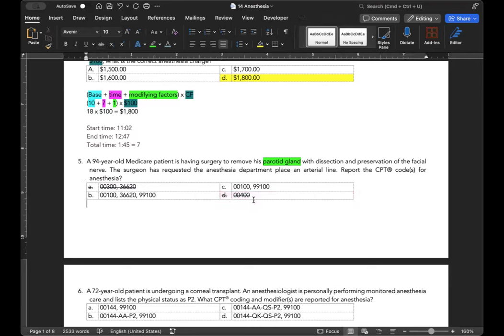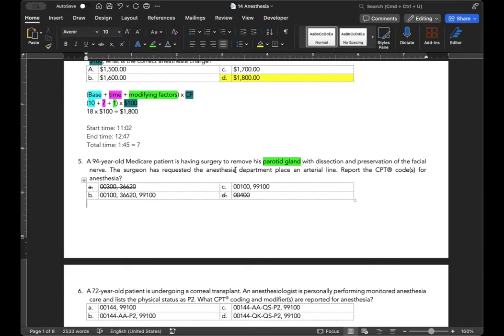Okay. So then we need to decide. We know that the 99100 is in both. So we don't have to look at that one from a process of elimination standpoint. We need to look at 36620 and decide if we should report 36620 as well as your anesthesia codes. So let's go to our 36620, which is in our cardiovascular system. It's the arterial catheterization or cannulation and sampling, monitoring, or transfusion, separate procedure, and it was done percutaneously.